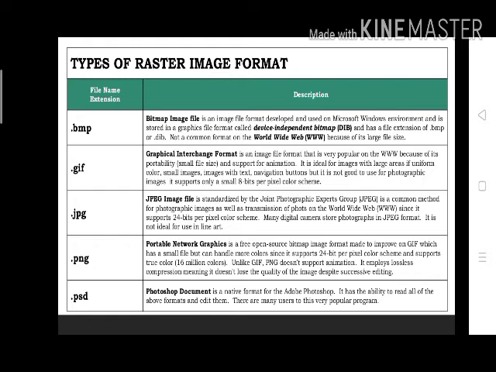Next, .png or the portable network graphics. It is a free open source bitmap image format made to improve on GIF, which has small file size but can handle fewer colors. PNG supports 24-bit per pixel color scheme and supports true color with 16 million colors. Unlike GIF, PNG doesn't support animations. It employs lossless compression, meaning it doesn't lose the quality of the image despite successive editing.